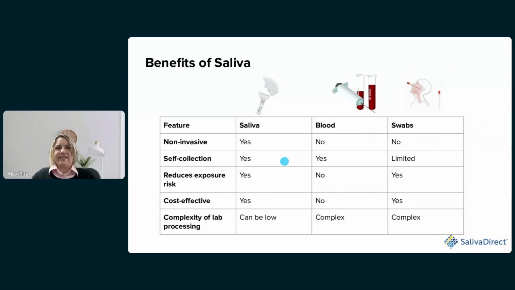Saliva can be self-collected, so saliva reduces the risk of exposure. For the swabs, that's dependent on what kind of swab. Saliva is cost-effective. It doesn't require any buffers. We can use raw saliva for a lot of downstream assays. And the complexity of lab processing can be low compared to blood and nasopharyngeal or generally nasal swabs.